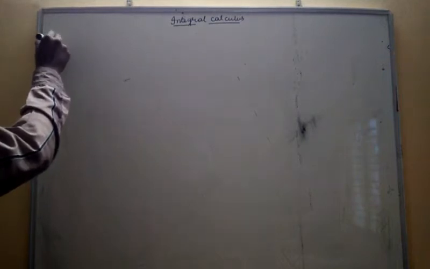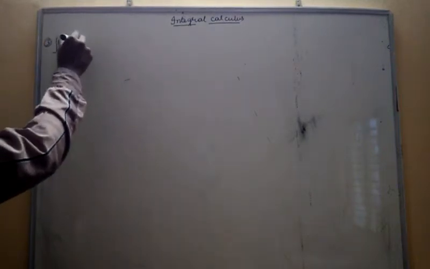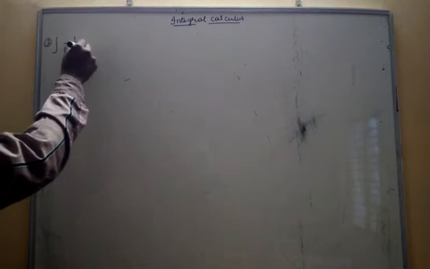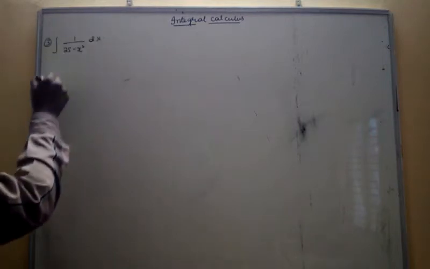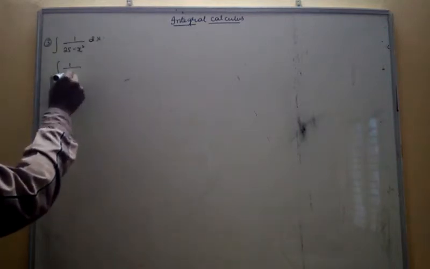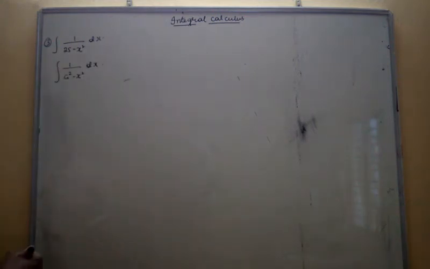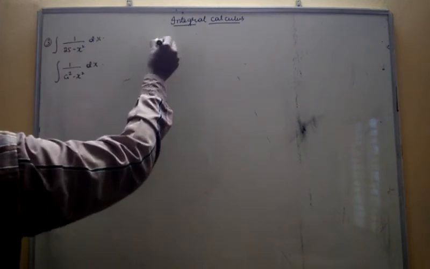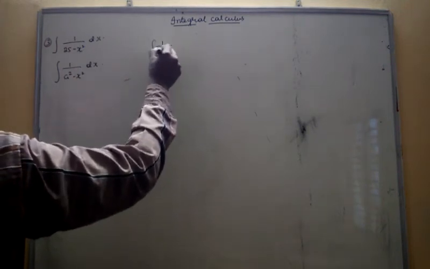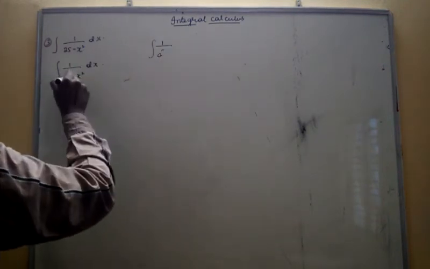So next one, third one, integration of 1 by 25 minus x square dx. So this can be written as 1 by a square minus x square dx. So you know the identity. The identity is 1 by a square minus, sorry, this is 5 square, okay.